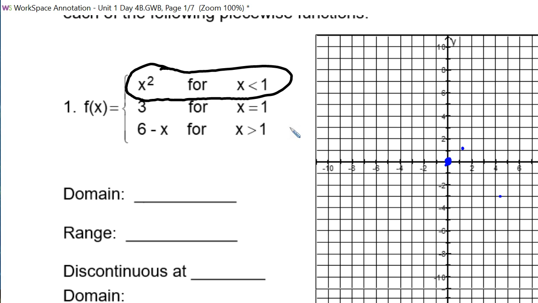Now, for the left side, we need to finish the left arm. We need to go over 1, up 1, over 2, and up how many? 4. Over 3, and up how many? 9. And put your arrow showing we keep going up because we wanted all x's less than 1. So there's the first piece of the function.